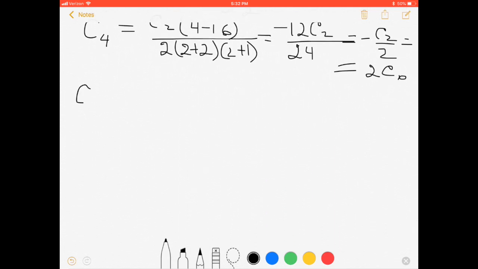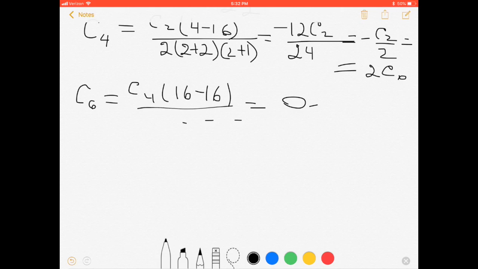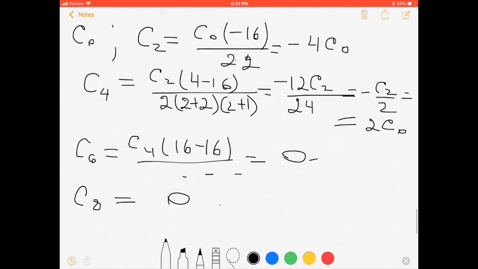Okay. What do we have? C6. It will be C4 times, 4 squared is 16, minus 16. Remember, it will be 0, and it will not count in the denominator. Okay, C8. And what do we have for C8? It will be something that depends on C6, and continually it will be 0. What we have here is that only C0, C2, and C4 are non-zero.